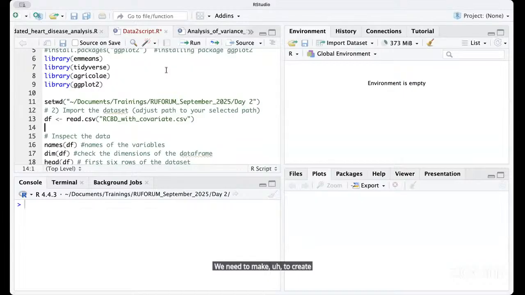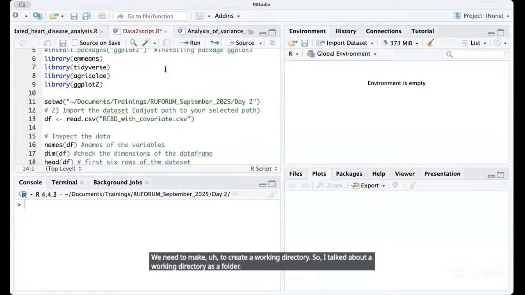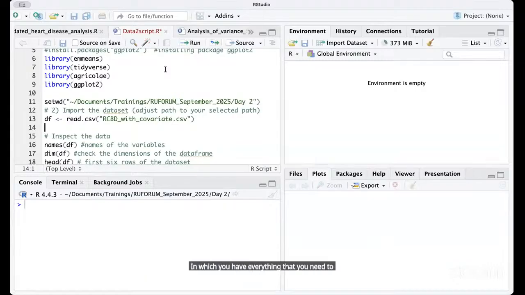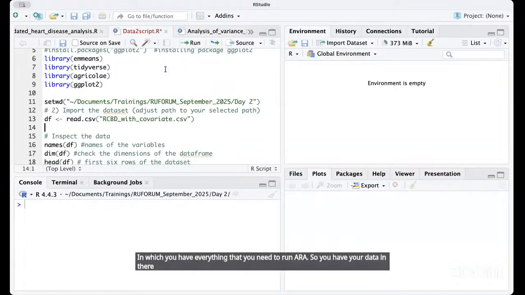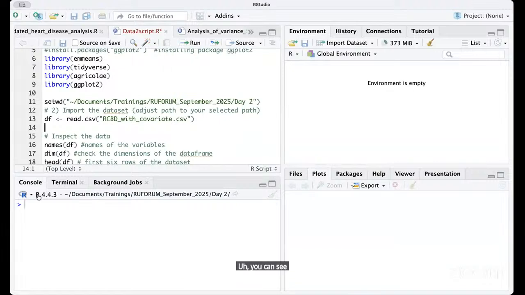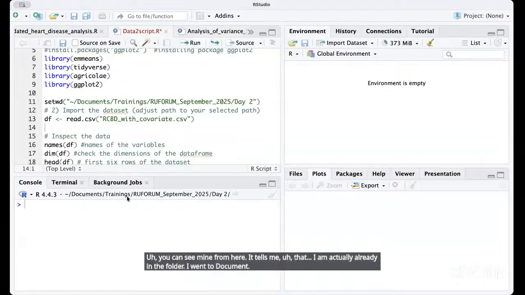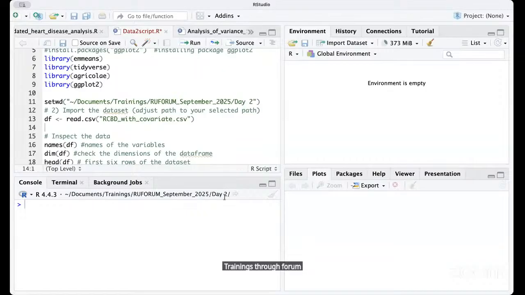create a working directory. I talked about a working directory as a folder in which you have everything that you need to run R. So you have your data in there, you have your R script. Before you can start the analysis, you need to make sure that you are in the right working directory. You can see mine from here. It tells me that I am already in the folder. I went to documents, trainings, forum, September 2025 and day 2. That means I'm already in that folder.